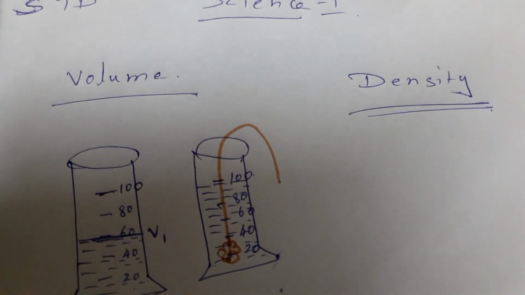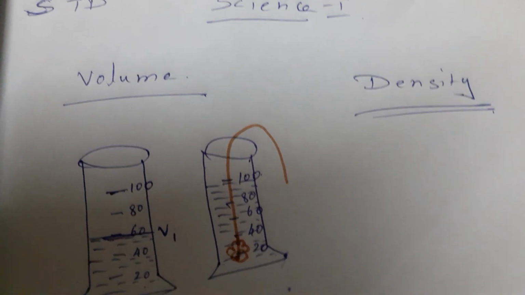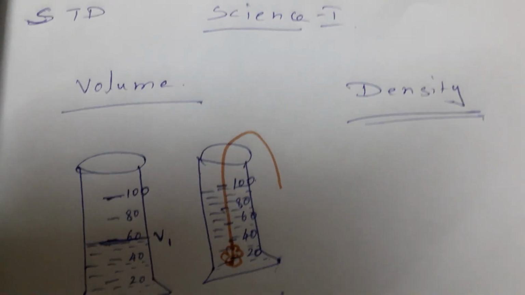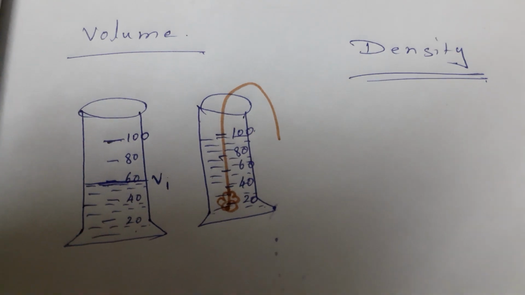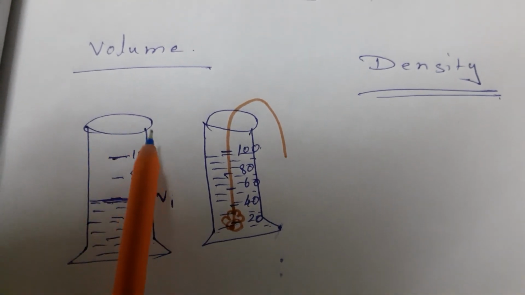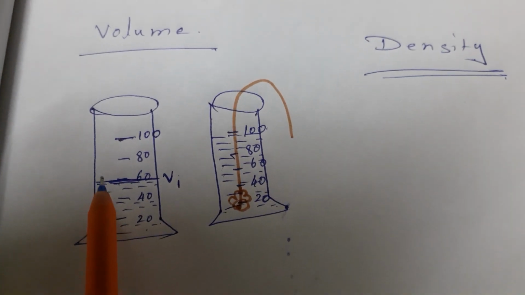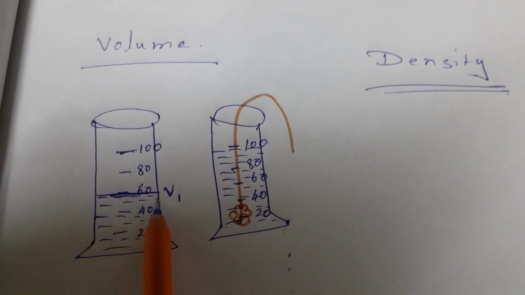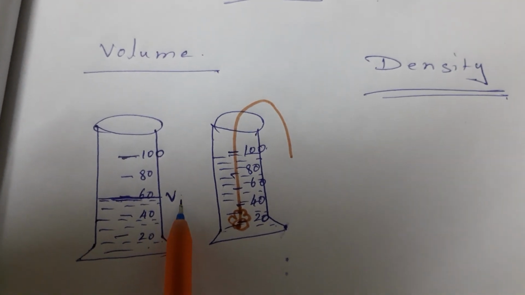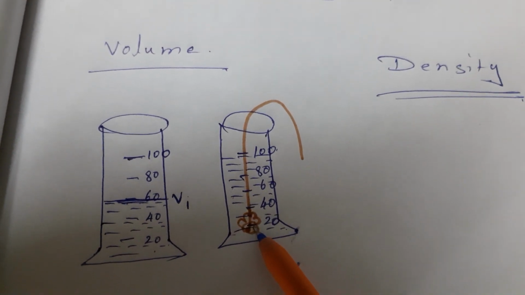In the last class, we studied volume and density together. So there is a small confusion many are having, and I want to clarify it. Now look at the picture. This is a jar having water or a liquid, and the volume level V1 is noted. Now I immersed a stone.